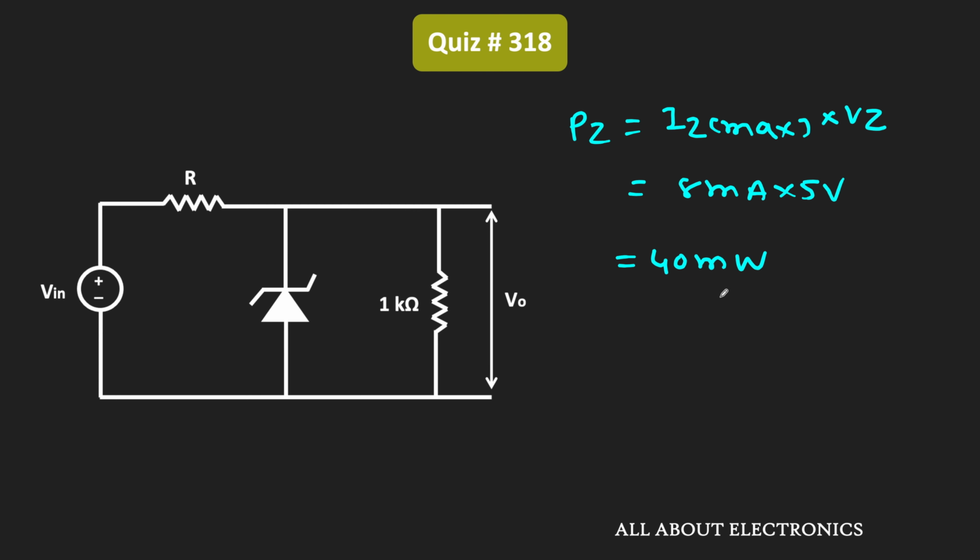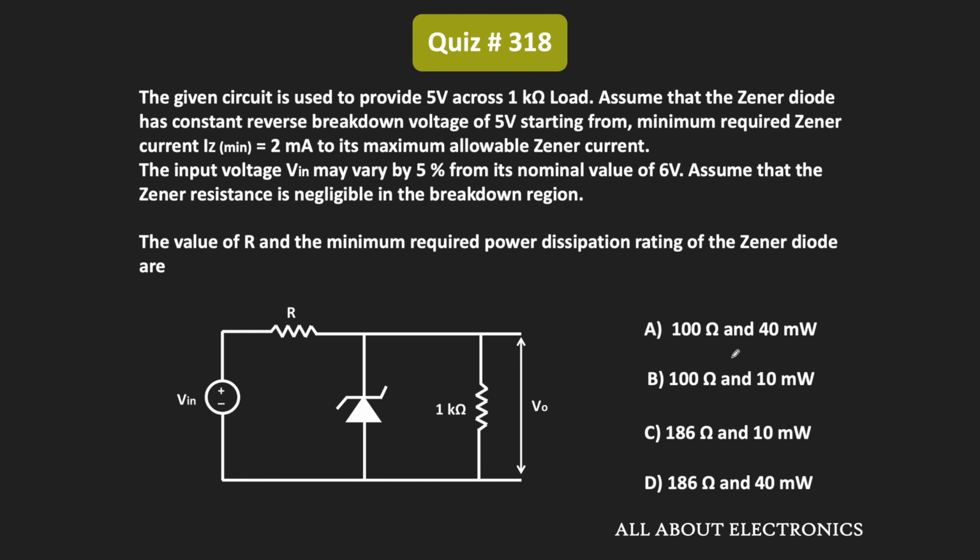And to withstand this power, the minimum power dissipation of the Zener diode should be at least equal to 40 milliwatt. So from this we can say that the required value of R is equal to 100 ohm, and the minimum required power dissipation rating of the Zener diode should be equal to 40 milliwatt. And therefore, for the given question, this is the correct answer.